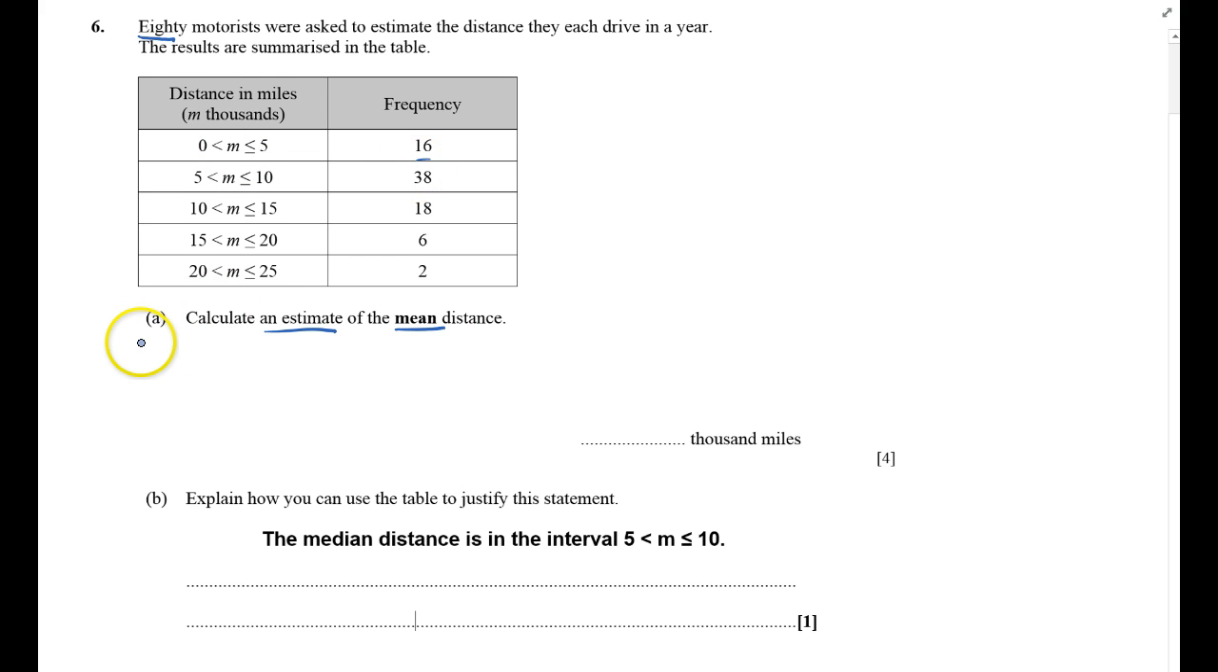Those are 16 between 0 and 5. So 0 is less than 5 miles, and I've got lots of those. I've got 16 of those between 0 and 5. To work out how to add them all up, I can't add up this one. So what we do, we have to assume that they're all 2.5.